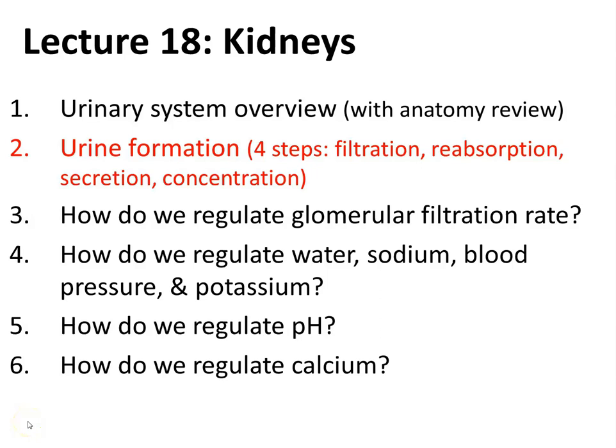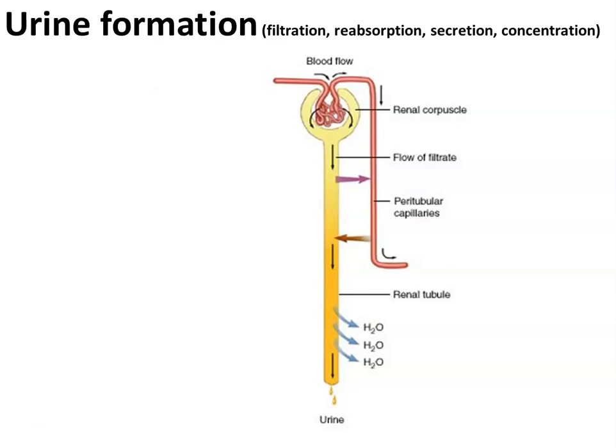All right, let's make urine, people. That's what's going to happen in lecturette 2. We're going to make urine, and the recipe for urine is to filter, reabsorb, we can do a little secreting, and then we concentrate. Let's do a quick overview of how urine is made in the body.